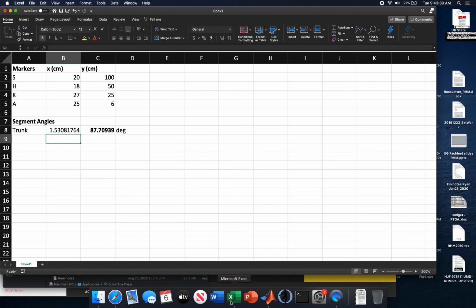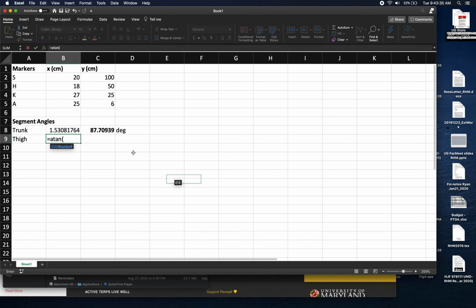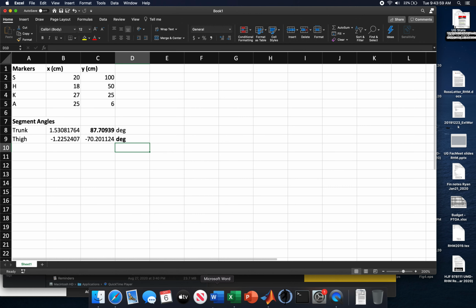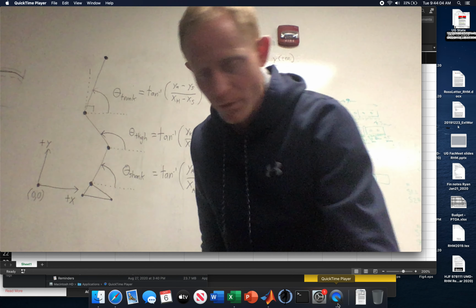Okay, let's do our thigh angle. That's inverse tangent of vertical knee minus vertical hip divided by horizontal knee minus horizontal hip. Need an extra pair of brackets there. Gets me negative 1.2 something radians times 180 divided by pi. Gets me negative 70 degrees. Okay. So this is an important point here, this negative angle. Let's do our reality check to demonstrate why that's important.